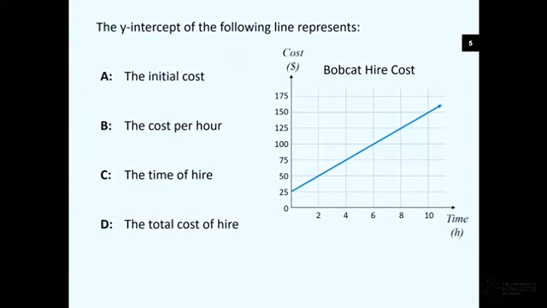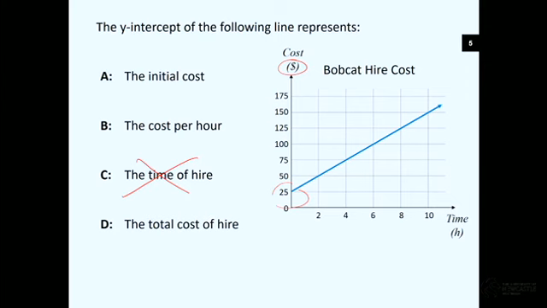Here's a y-intercept example. If that's a Bobcat hire cost, which of those seems right? That the y-intercept, I know it's really a c-intercept on this, but I'm still going to say y-intercept, because we know y is vertical. The y-intercept here is 25, and it's in dollars. What is that $25 telling me out of those options?